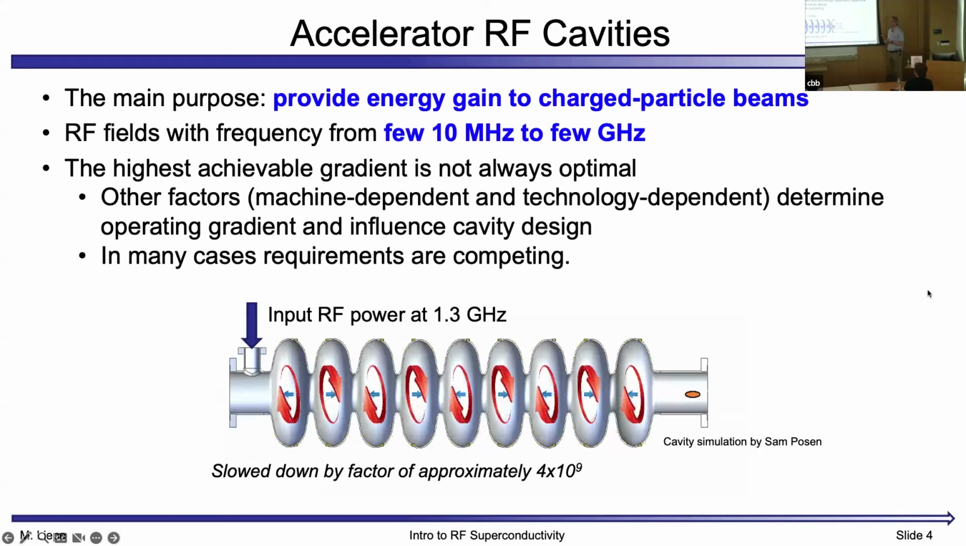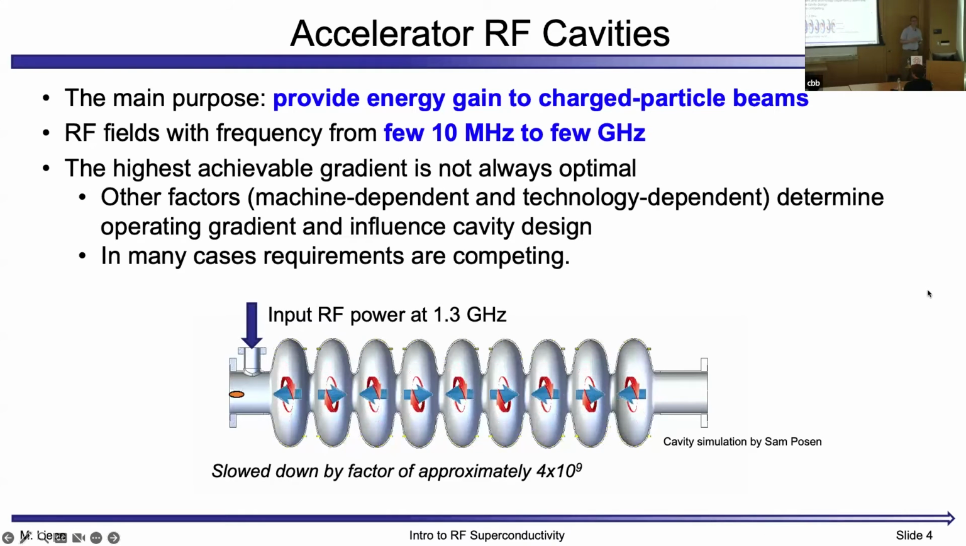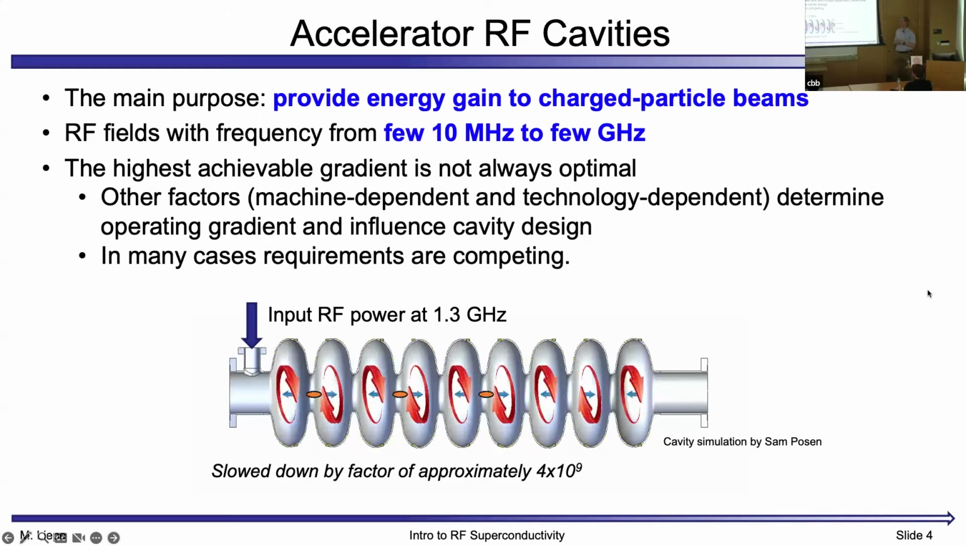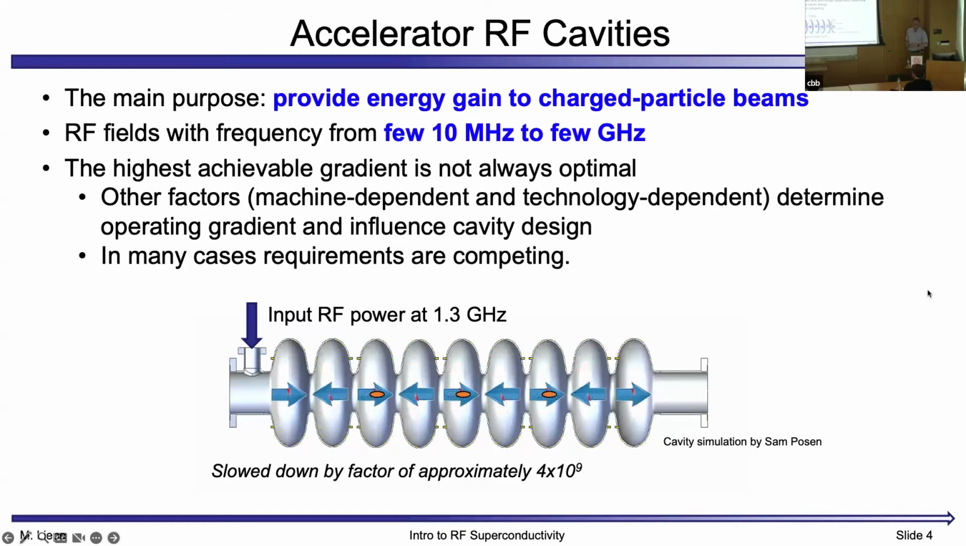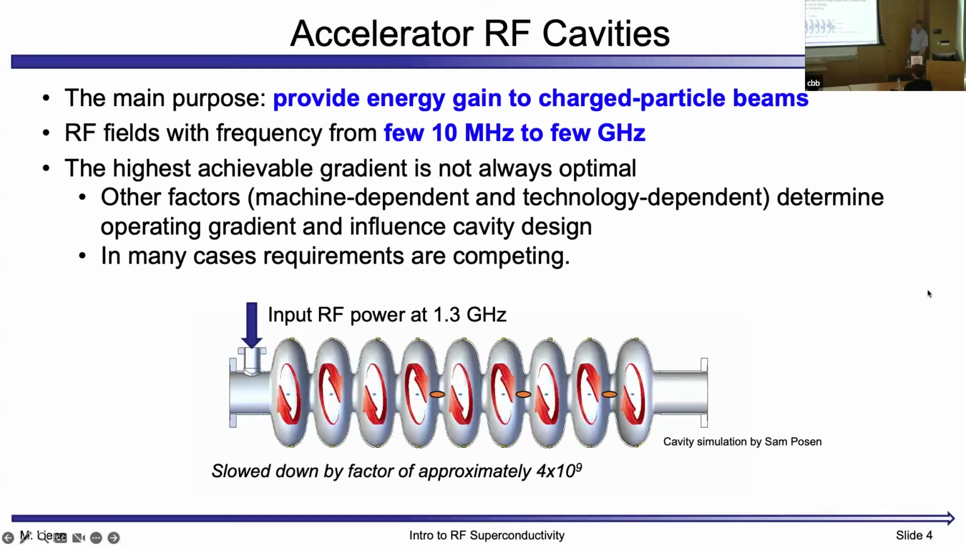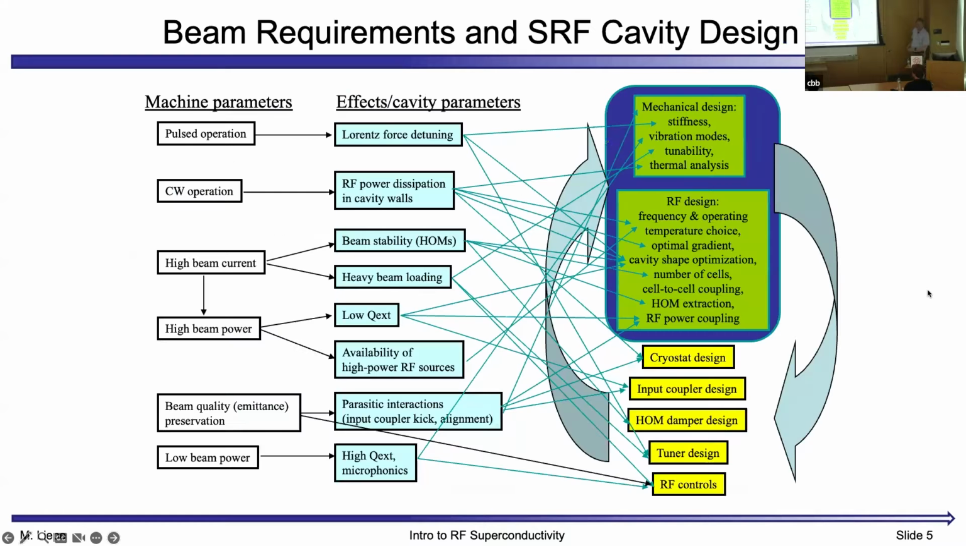The highest achievable gradient is sometimes important, but often it's not. We care about other things which are not directly related to the maximum gradient, and that really depends on the kind of accelerator which is using the cavity to accelerate the beam. And in many cases, there are different requirements which can be competing. So I have this beautiful slide here, which will make this very clear.